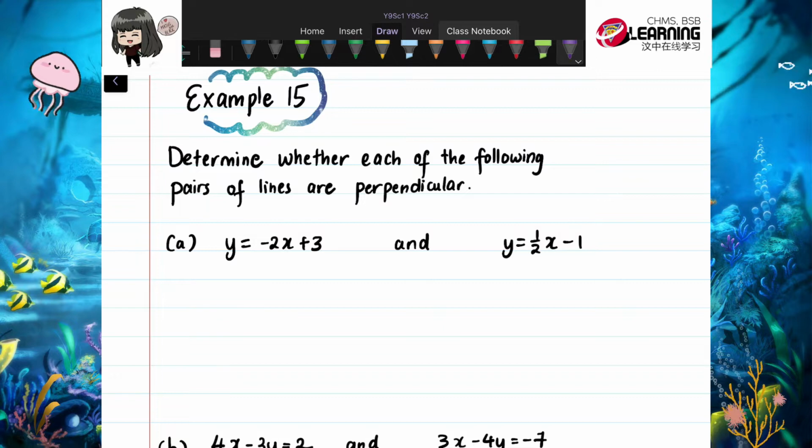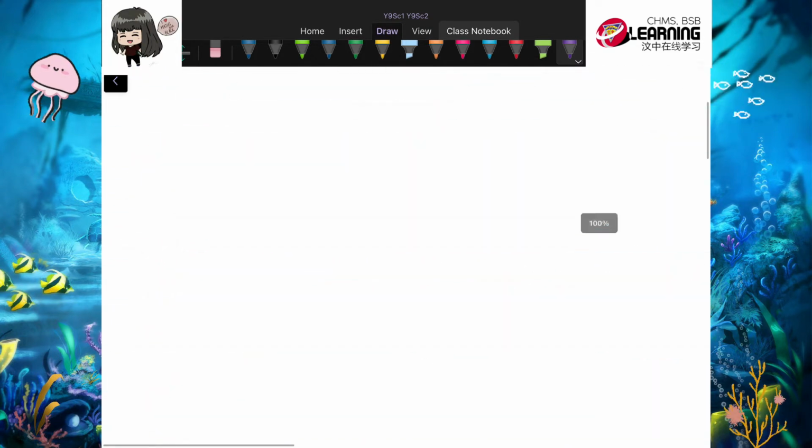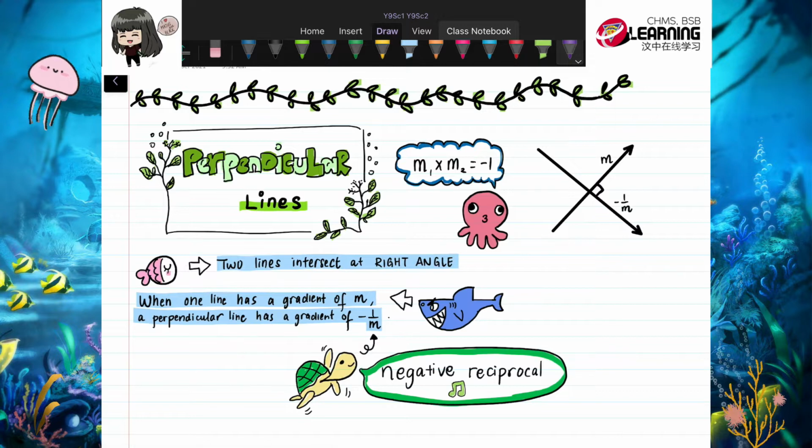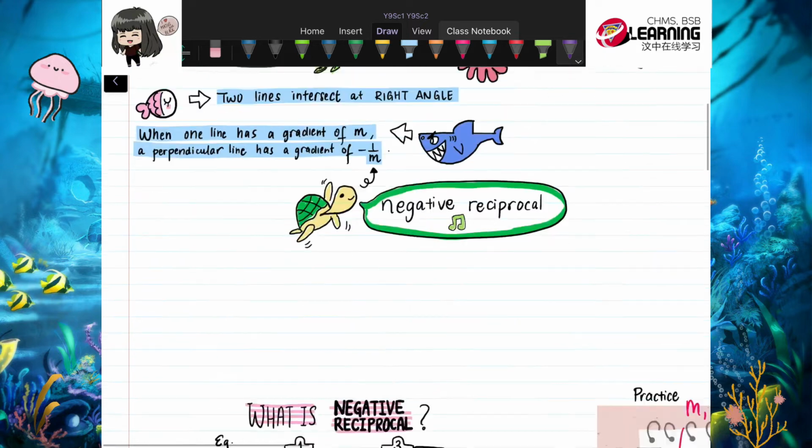We want to know whether they are perpendicular by using the notes that I've given you here. Remember to copy this down. You must remember that the first m times the second m is equal to negative 1. That is how we determine they are perpendicular lines. Or, if the first gradient is m, your perpendicular line's m2 must be the negative reciprocal. Either way will do.